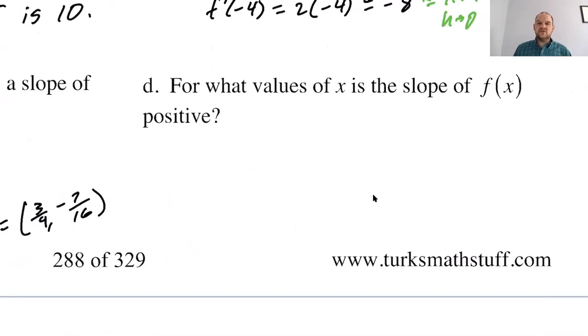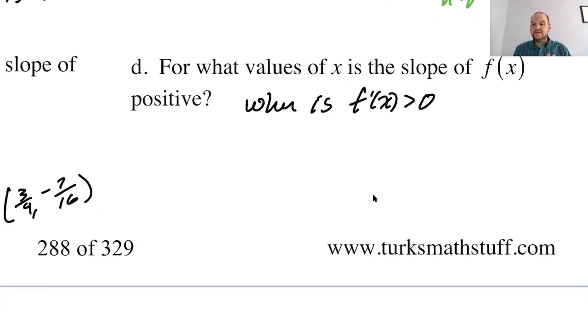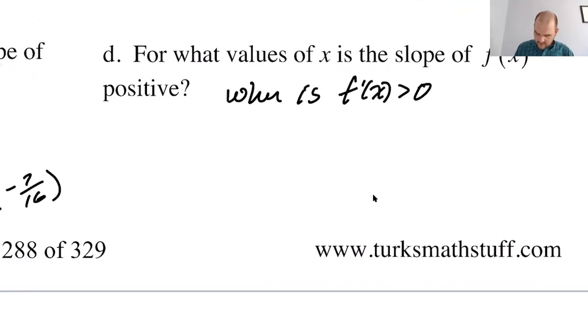For what values of x is the slope of f of x positive? This is an enormous idea, right? So the derivative tells us the slope. So this question is basically, when is f prime of x greater than 0? Because if f prime of x is greater than 0, then the slope is positive. Huge idea. And if the slope is positive, that means the function is increasing. So we're also answering the question, when is the function increasing? So when is f prime of x greater than 0? Well, if f prime is 2x, greater than 0 when x is greater than 0. That's our answer.